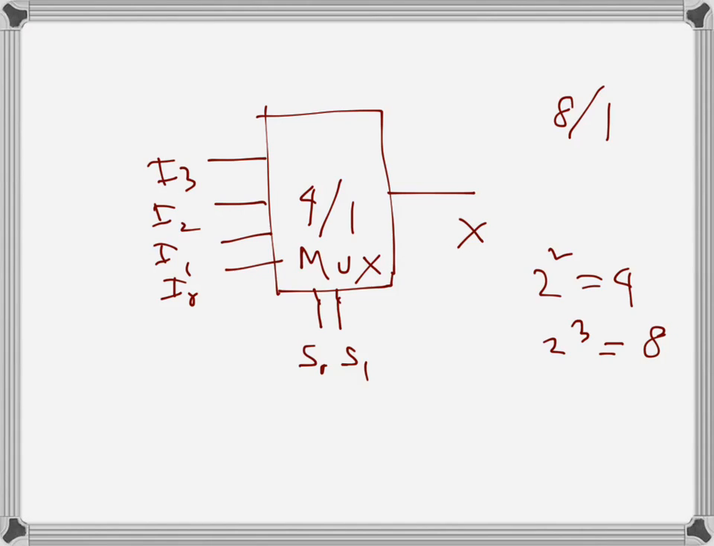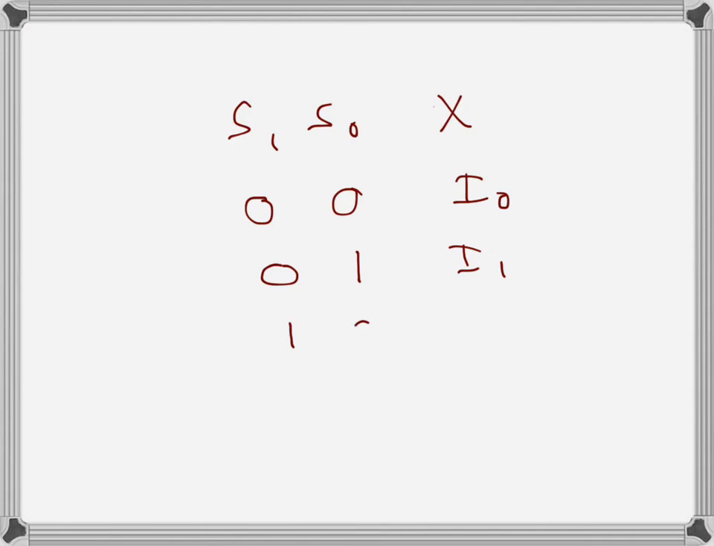So if S0 and S1 are 0 0, I0 will go to the output. If we draw it like this, let's say S1 S0, and this is X, the output. So when both are 0, I0 will go to the output. When this is 0 and this is 1, I1 will go to the output. When 1 0, I2, and then 1 1, that is binary 3, I3. So binary 0, I0, binary 1, I1, and so on.